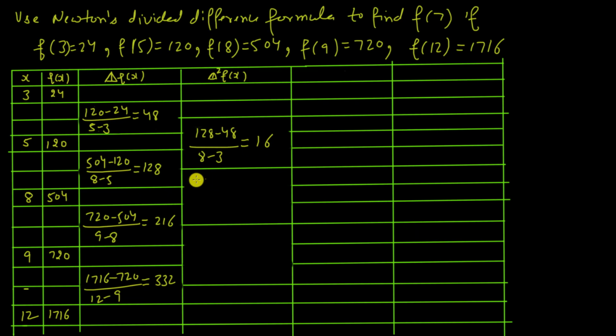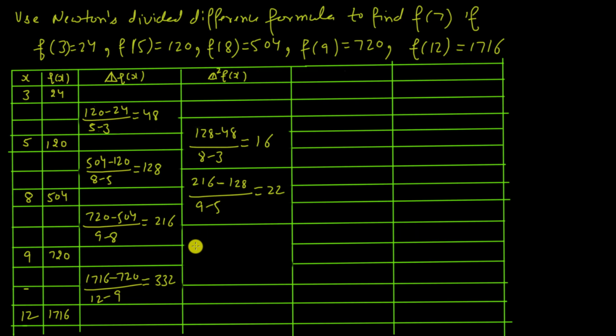Now next is 216 minus 128 divided by, now leave this 3, start from 5 because it is second, 5, leave 1, 8, 9. So it will be 9 and 5. So this will be 9 minus 5. This will come out to be 22.